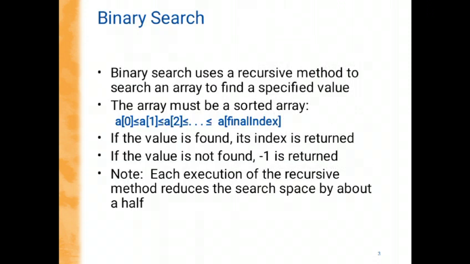Then binary search. Binary search uses a recursive method to search an array to find a specified value. The array must be a sorted array, that is A[0] <= A[1] <= A[2], likewise up to A[final index]. If the value is found, its index is returned. If the value is not found, -1 is returned.